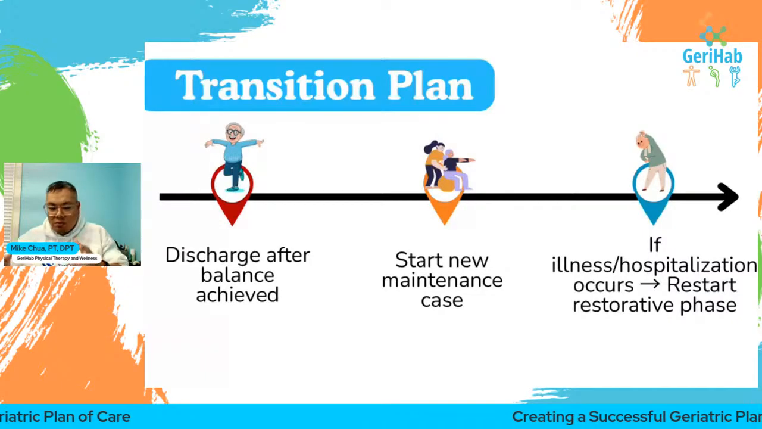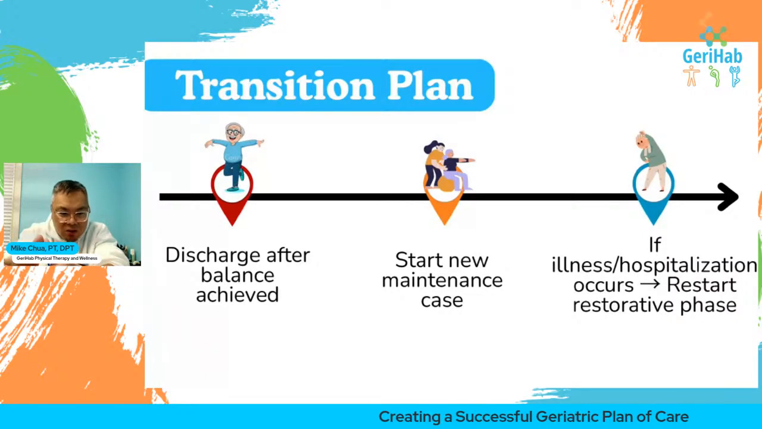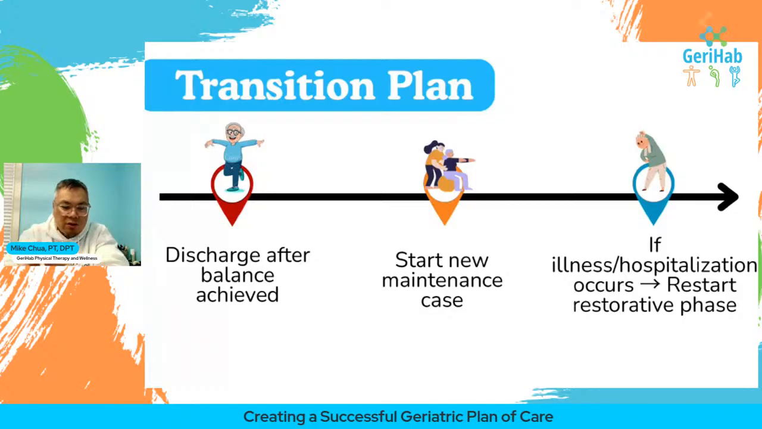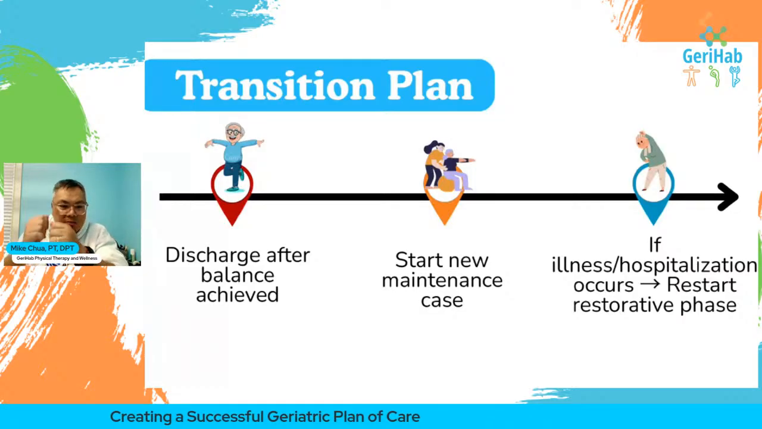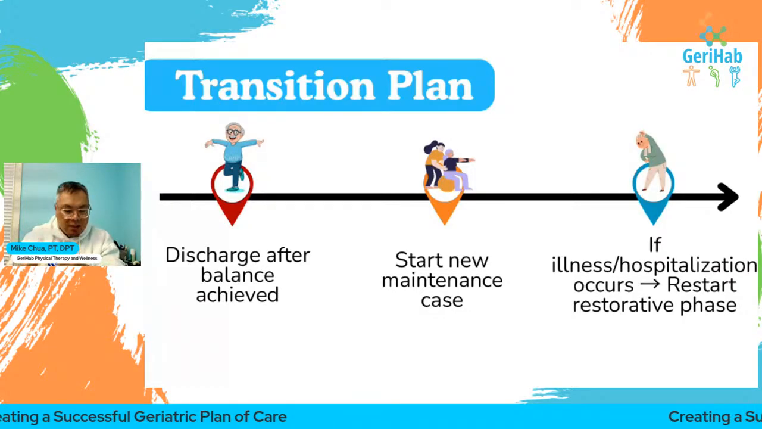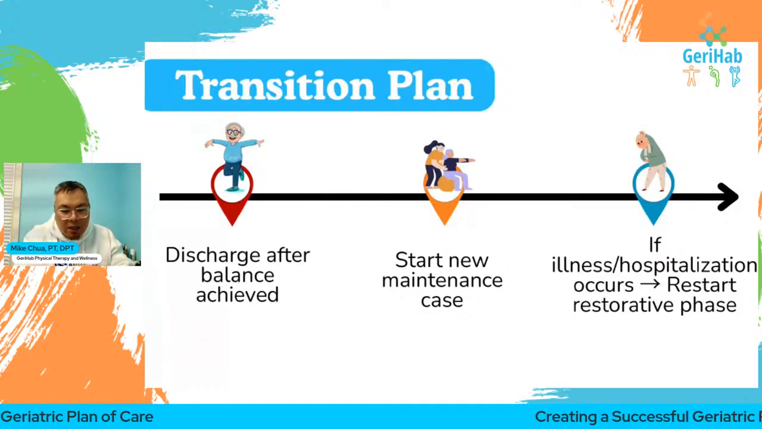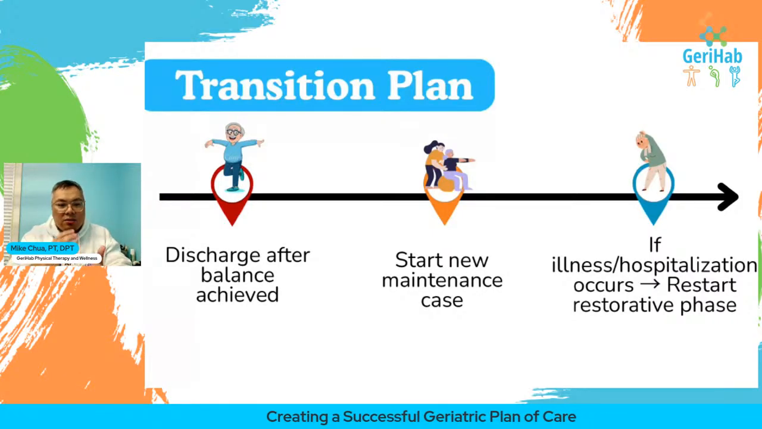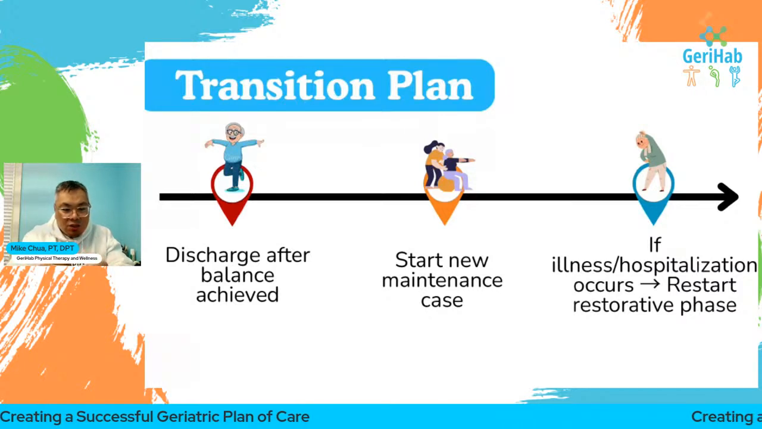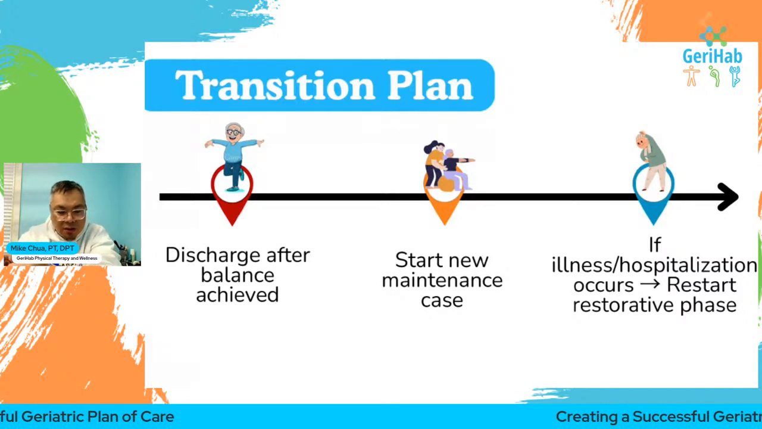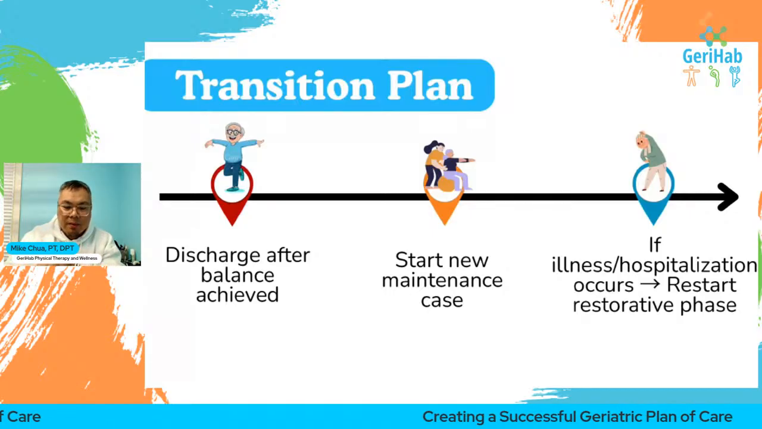Let's just say a folder that you're bringing and showing to the people, or to the insurance. So okay, this case here is a maintenance case. This case here is a restorative case. This case here is a pain, strengthening, and balance case. And then the patient improved. We discharged. So this case here, or this folder here, is a maintenance program. I hope that makes sense.